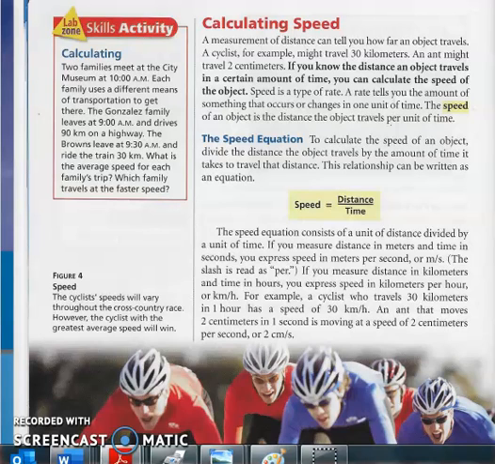A rate tells you the amount of something that occurs or changes in a unit of time. The speed of an object is the distance the object travels per unit of time. The speed equation. To calculate the speed of an object, divide the distance the object travels by the amount of time it takes to travel that distance. This relationship can be written as an equation. Speed equals distance over time.